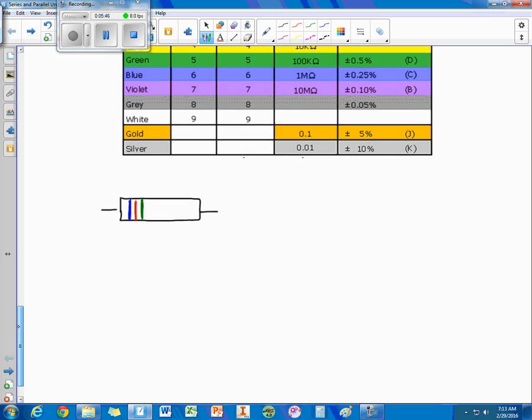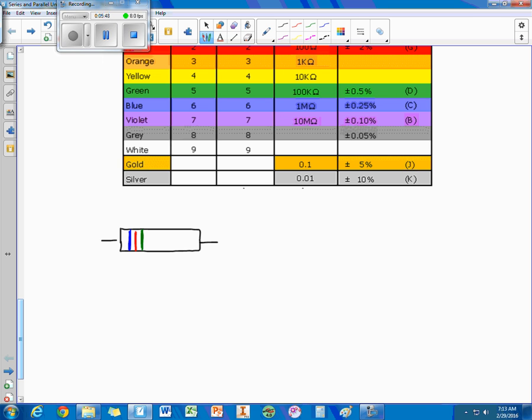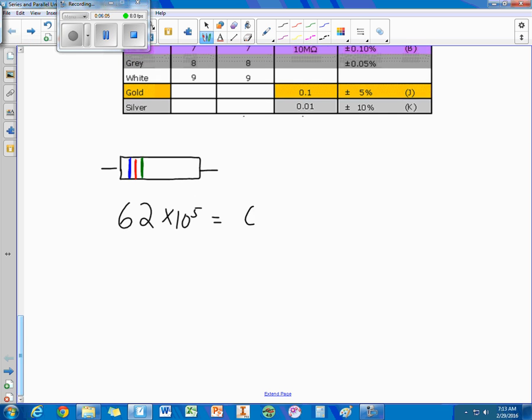Okay, well, blue means 6, so we got 6. Red means 2, and green means 5. So this is 62 times 10 to the 5th, which would equal 62 followed by 5 zeros. So that is 6,200,000 ohms. Or we can call it a 6.2 mega ohm resistor, because mega is the metric prefix for million.